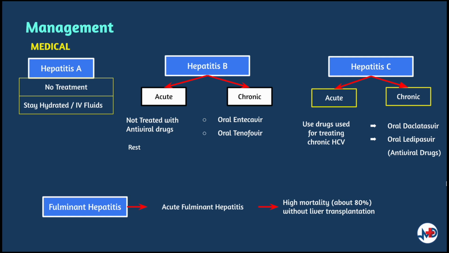Treatment of hepatitis C is recommended primarily for the 80% of patients who do not eradicate the virus early, and treatment results in clearing the virus in the majority of patients. For fulminant hepatitis, the treatment should be done in centers that can perform liver transplantation since acute fulminant hepatitis has a high mortality without liver transplant.